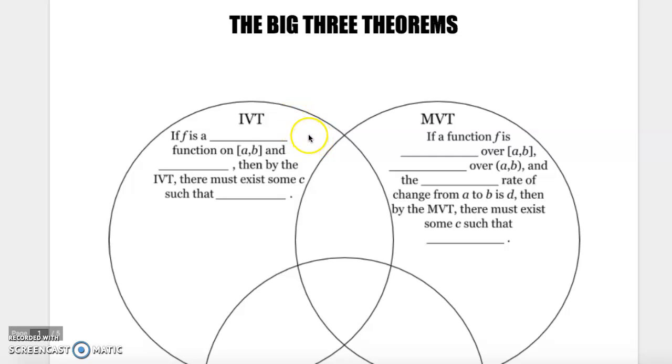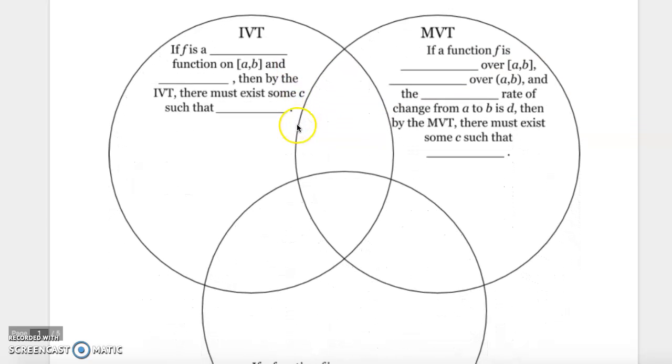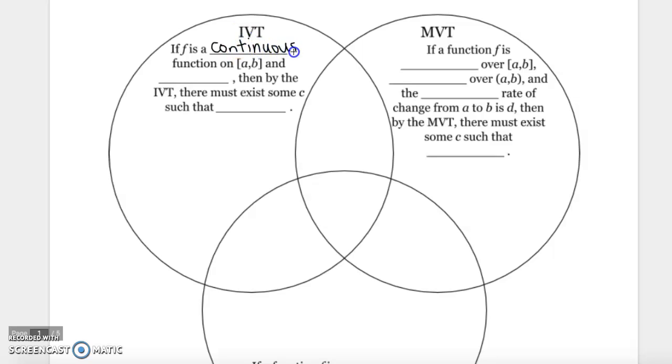Okay, so in our first unit we learned about the IVT, the intermediate value theorem, and this theorem says that if f is a continuous function on the closed interval a to b. The closed interval just means that you include the a and b on the interval. Another way of writing that would be a is less than or equal to x, which is less than or equal to b. This is just a different notation for it.